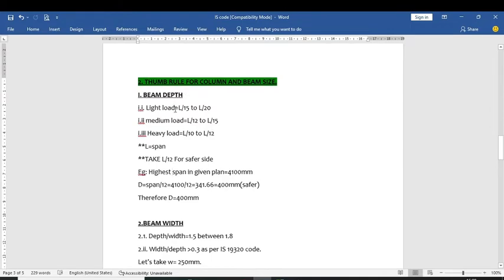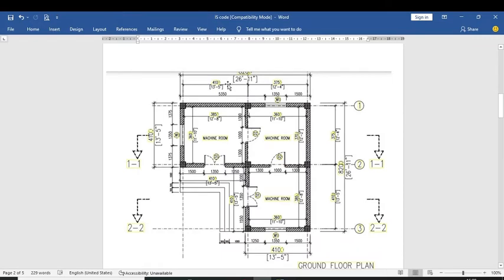So for determining the size of the beam, firstly, for depth, there are three different categories to determine the depth of beam. First is light load. If your building has a light load, like not much load coming from the superstructure, you can take L by 15 to L by 20. L here represents the span. As you can see here, 4100, 3000, so the highest span among them is 4100.